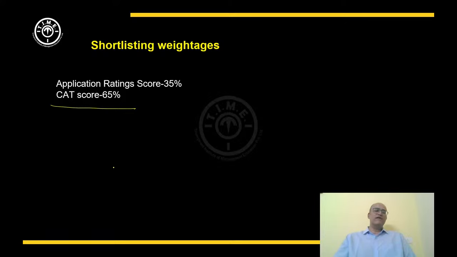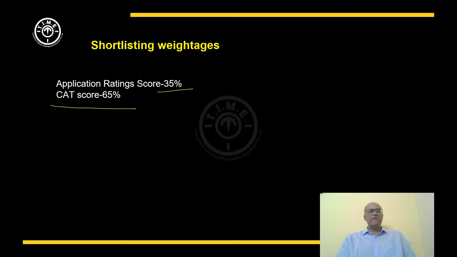And I'm sure you would agree with me, 65% is humongous weightage. It's a huge weightage. That's the reason, friends, doing well in CAT goes a long way in securing a call, a coveted call from this great institution. As far as application rating score is concerned, it will be given the remaining 35% weightage.